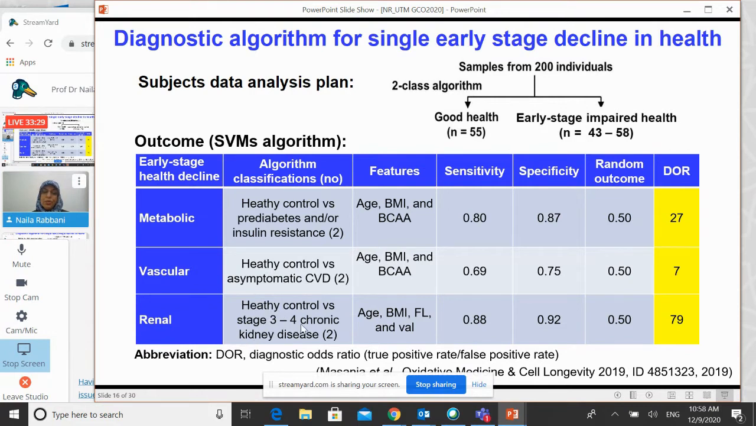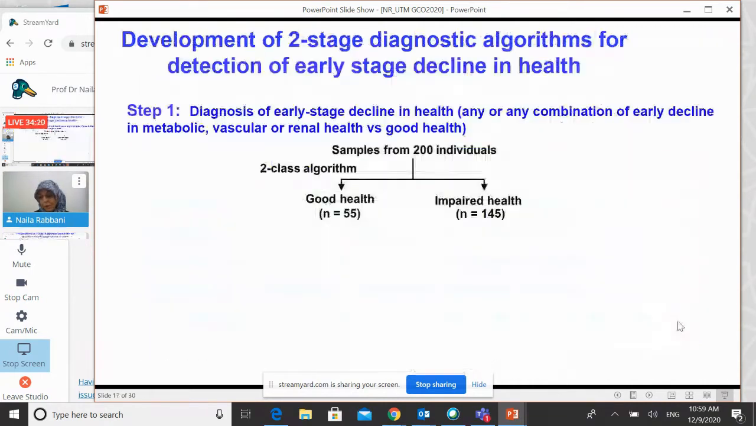And for renal categories, healthy versus stage 3 to 4 chronic kidney disease, we found that age, BMI, fructosyl-lysine, and valine, which is one of the branched-chain amino acids, gave the best features, and sensitivity was 88%, specificity was 92%, and the diagnostic odds ratio is 79. So I would like to just mention that currently in clinical chemistry, diagnostic methods are used for a diagnostic odds ratio of 4 and above. So we are here giving you the diagnostic odds ratio between 7 and 79. It is pretty good. It's really good.